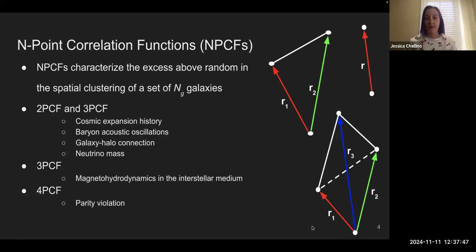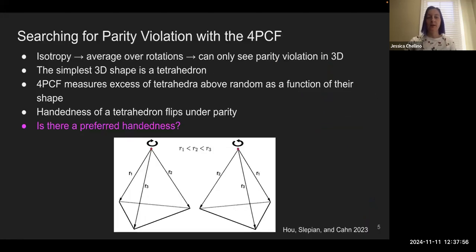NPCFs have a lot of uses in cosmology, but recently the 4PCF has been used to try to search for parity violation in large-scale structure. If we assume cosmological isotropy, we have to average over rotations, and that means that the only way we can see a parity transformation or look for parity violation is by looking at three-dimensional shapes. And the simplest 3D shape is a tetrahedron, which means that the lowest order correlation function we can use to search for parity violation is the 4PCF.